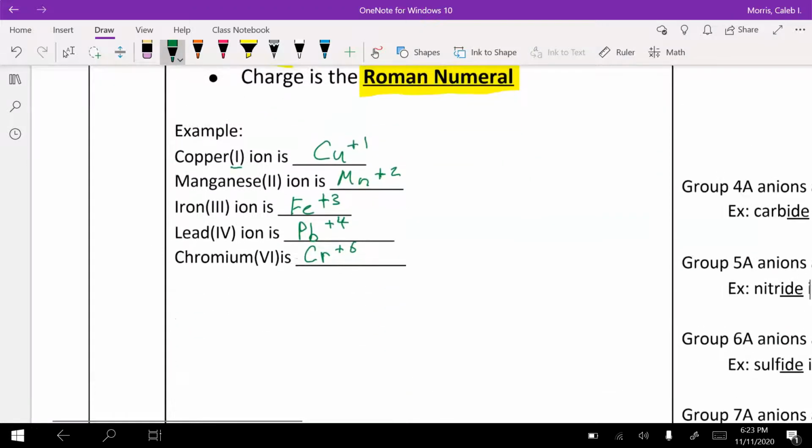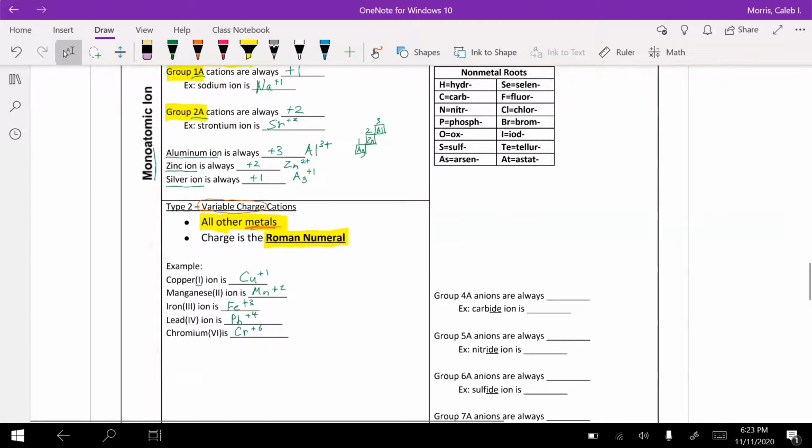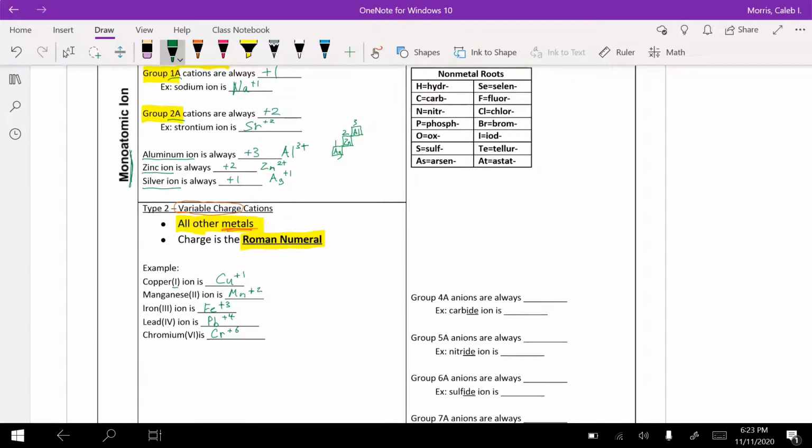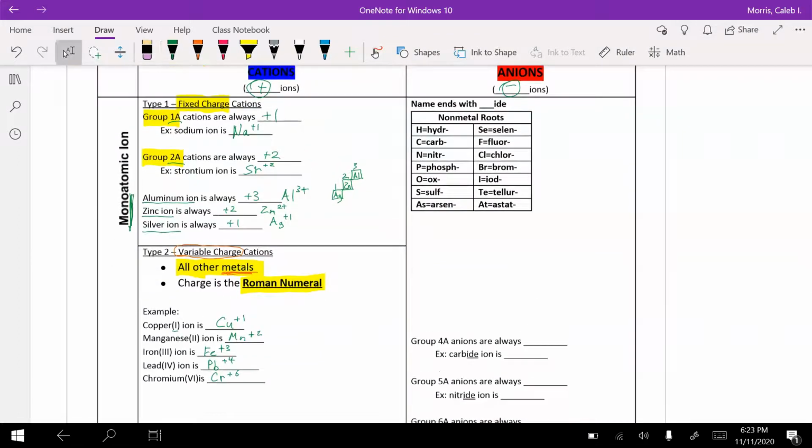All right, and those are our positive ions that are monatomic. Just one atom. They're all metals. It's either group 1A or 2A metals. It might be aluminum, zinc, or silver. Or it might be one of the other metals that's in the D block or in the F block, or that small little section of metals that are in the P block. But all other metals, other than the ones listed in that top box, we don't know their charge, so we have to give the Roman numeral, and the Roman numeral tells us what the charge is.